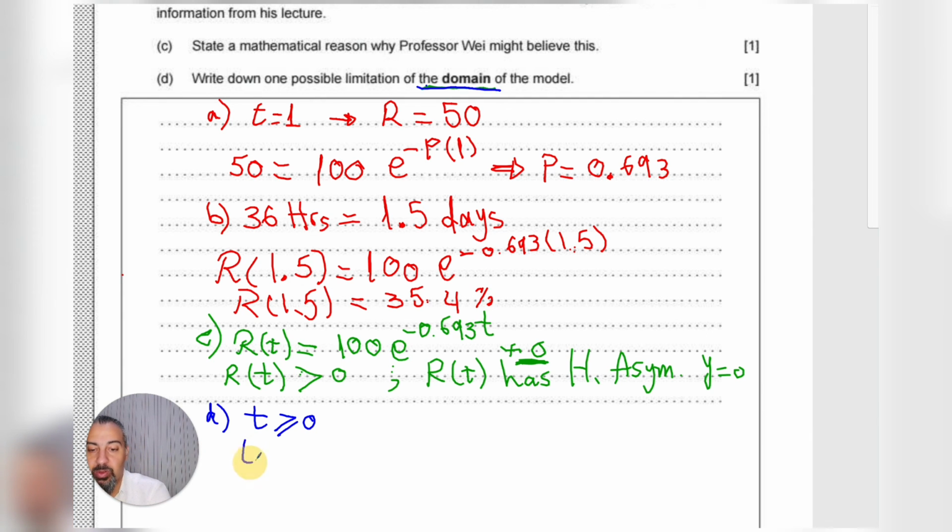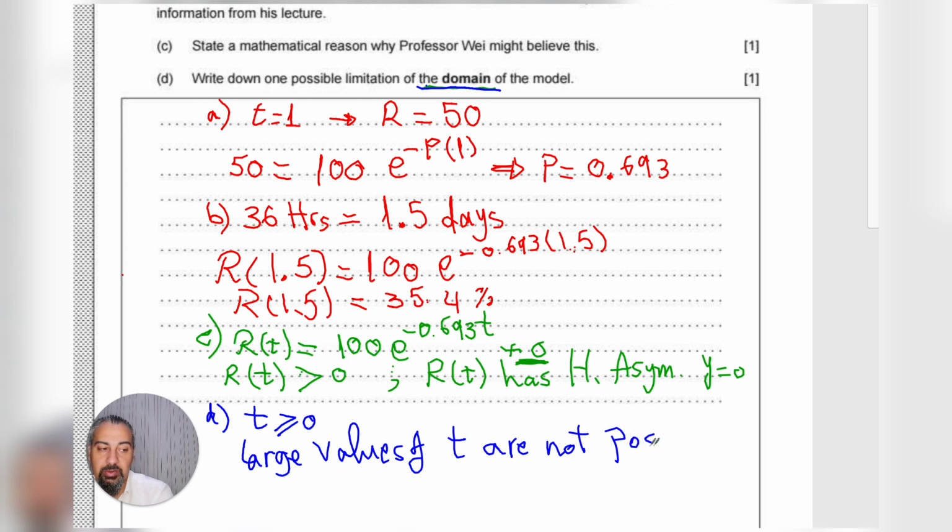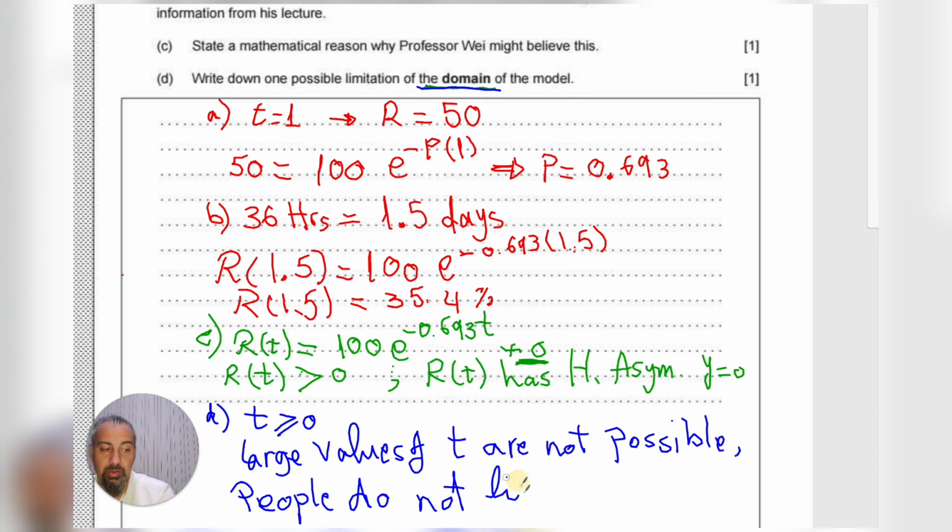So large values of t are not possible, or you may say people do not live forever. This is the limitation of the domain.